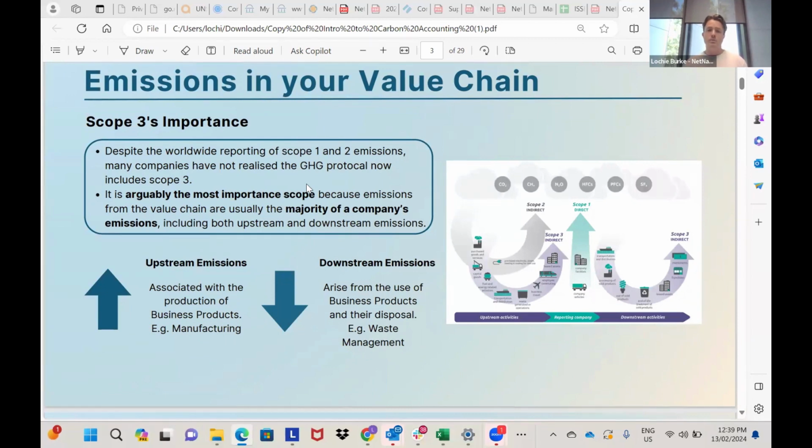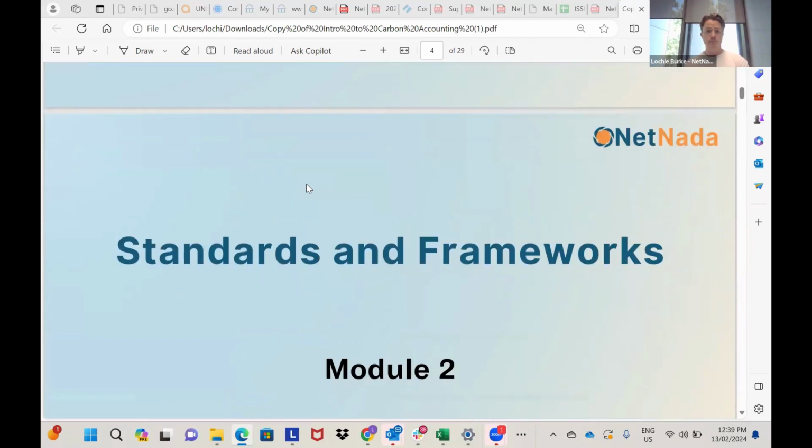There is also upstream and downstream emissions. And it's really important to understand where you sit with your upstream and downstreams. Your upstream emissions are associated with the production of all of your business consumption, everything that you buy that's coming into your business. Your downstream emissions are associated with your services and the usage of your products.